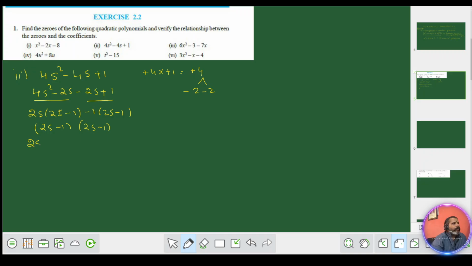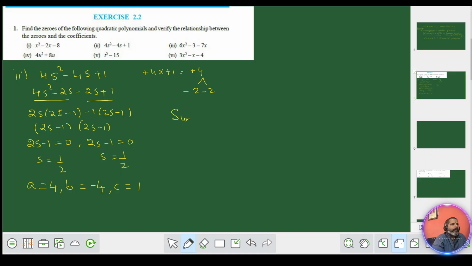Now equate to 0, we get the value 1 by 2. Similarly, the other one, if we equate to 0, we get 1 by 2. Okay, both the roots here are equal. Now we extract the a, b, c here. By comparing the given quadratic polynomial with ax square plus bx plus c, we extract a is 4, b is minus 4, c is 1.